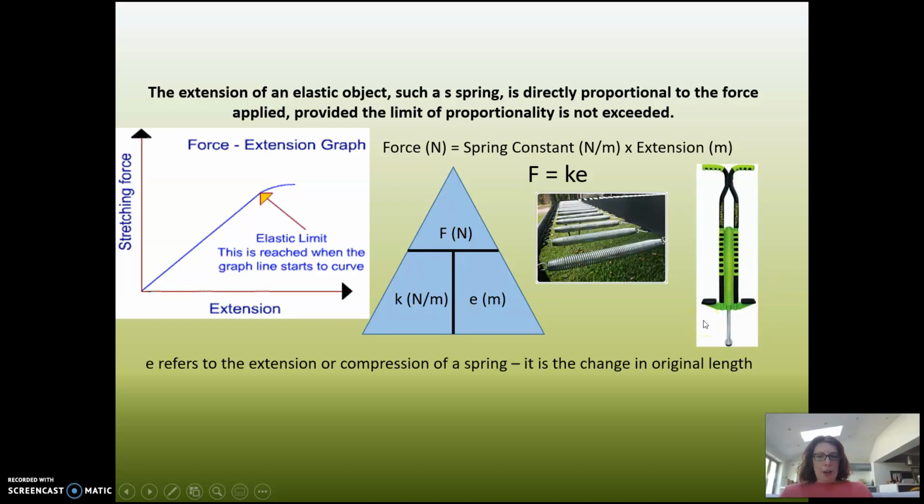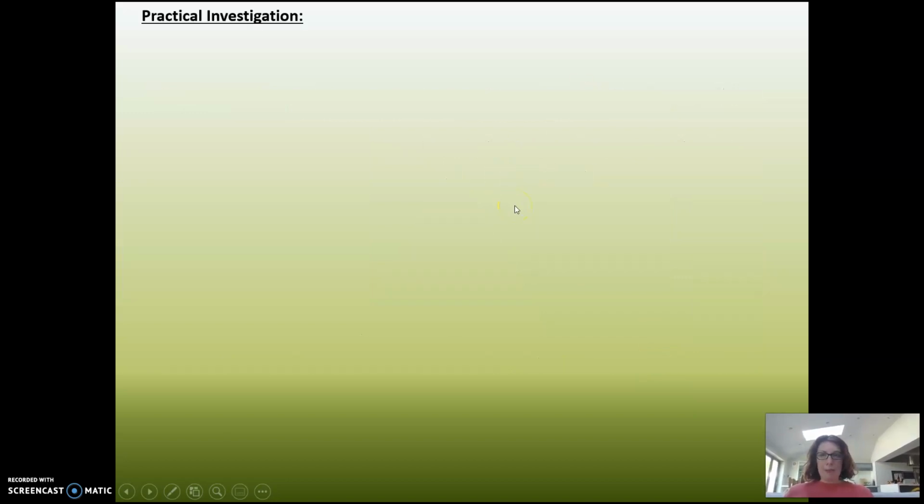So here we've got some different types of spring. This is a spring on a trampoline. It's fairly stiff, okay, and it would extend as you jump up and down. This is a slightly different spring. This is a pogo, and actually a pogo spring would, rather than extend, compress. So the equation still works for compression. It just refers to the extension or compression of the spring. So it's just the change in the original length of the spring, whether that's getting larger or smaller. The equation still applies.